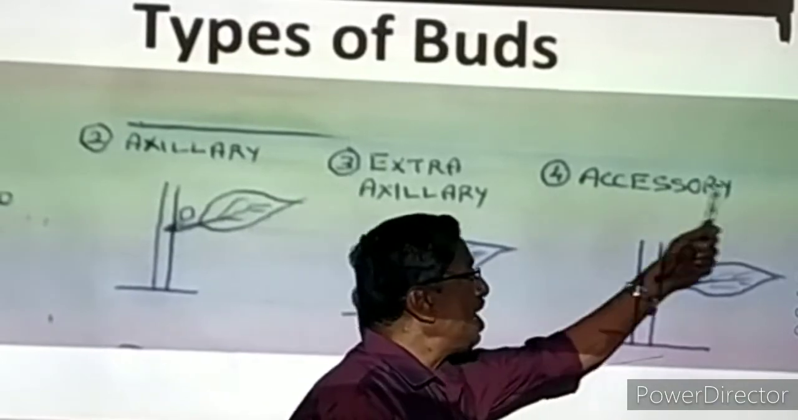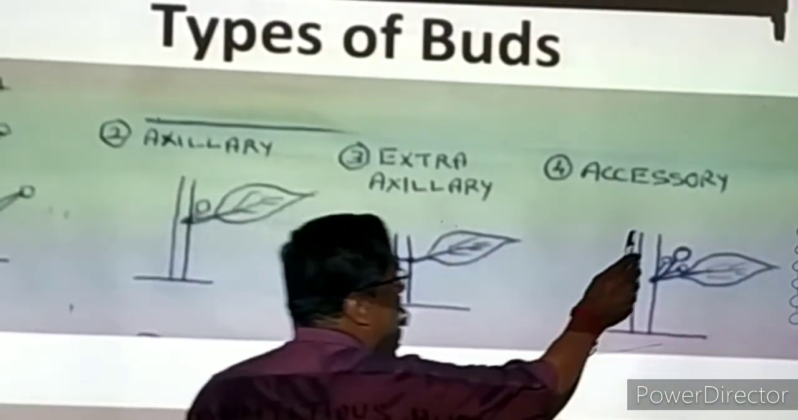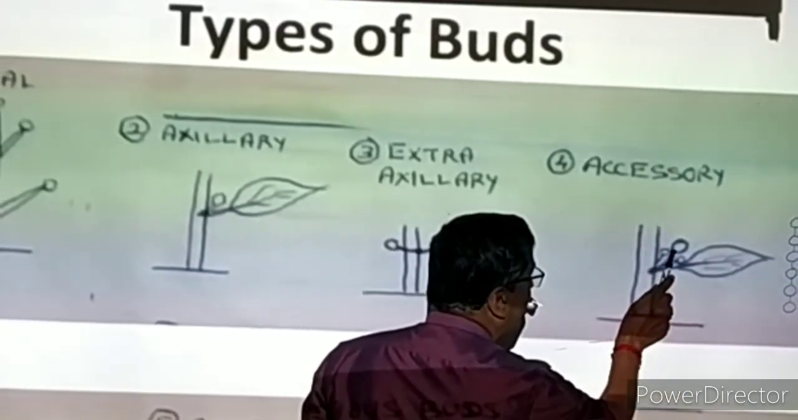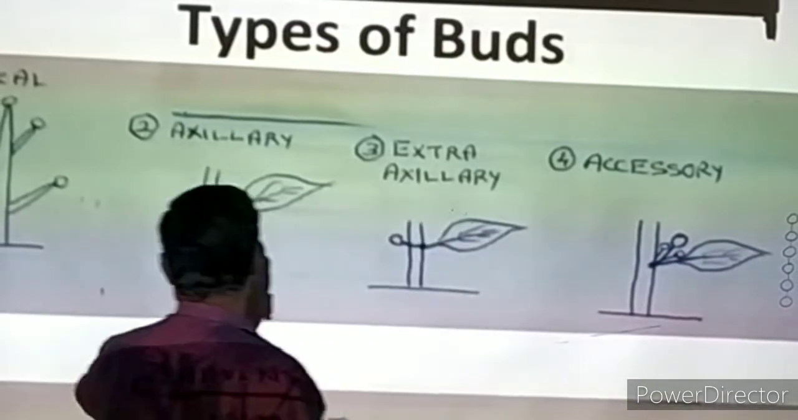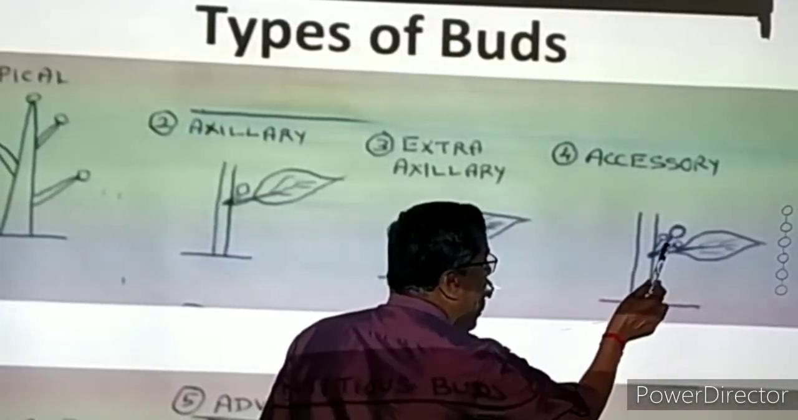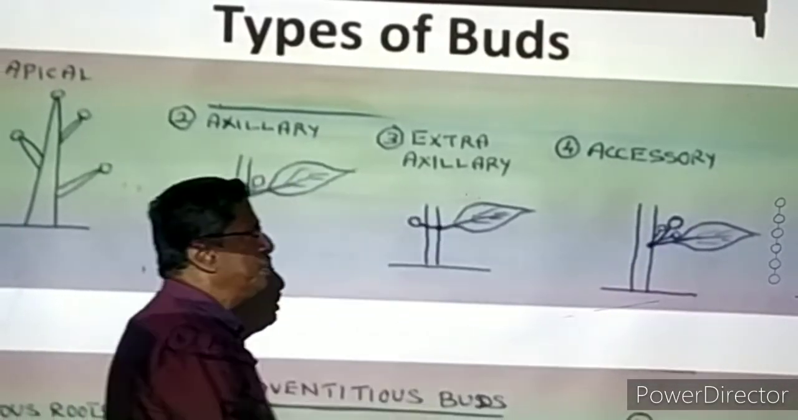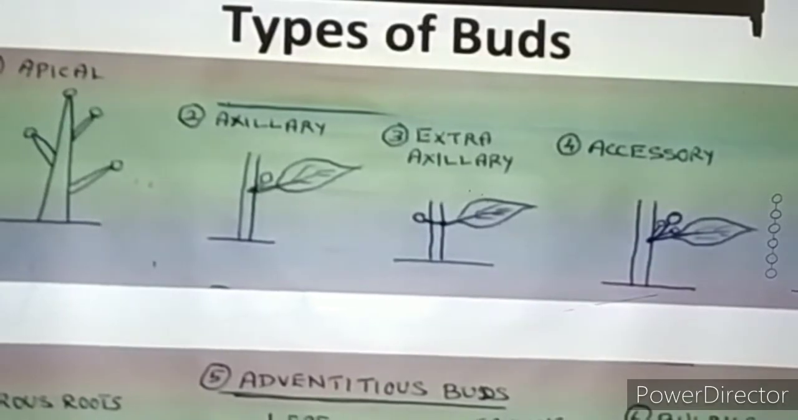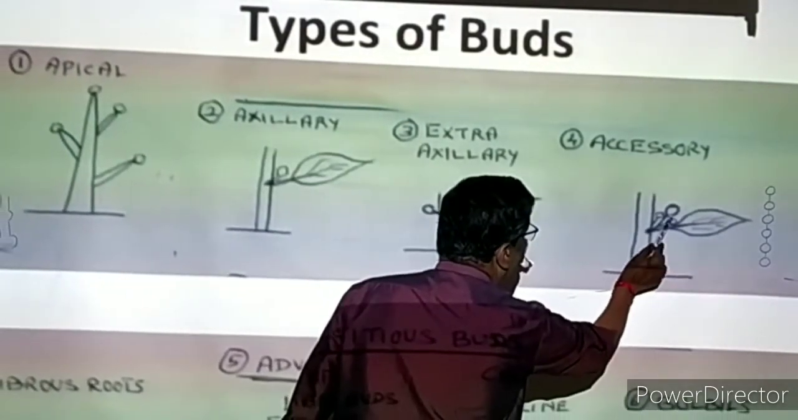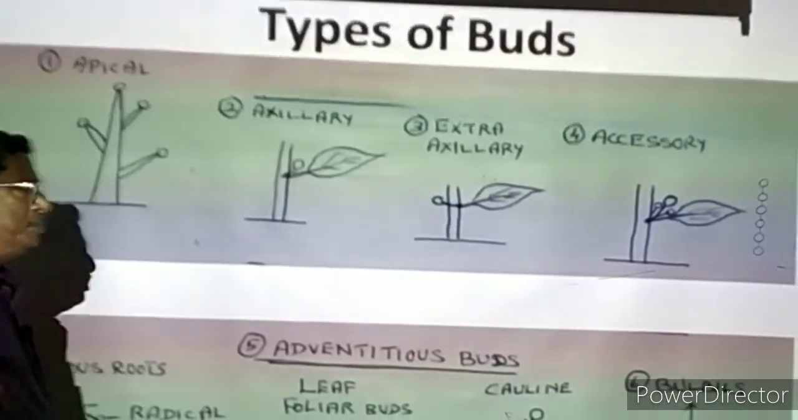The next one is accessory buds. What are the accessory buds? It is very simple. This is the main stem, node is present, this is the leaf. In the axil of the leaf, originally one axillary bud is there, this one. But along with the axillary bud, on either side of the axillary bud, two more small buds will be present. Two more. They are additional buds. These additional buds which are present on either side of the axillary bud, we can call them accessory buds.